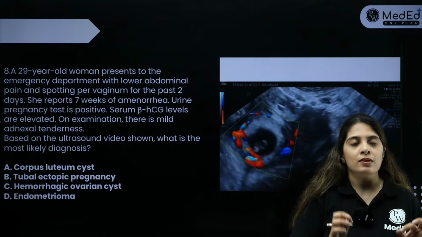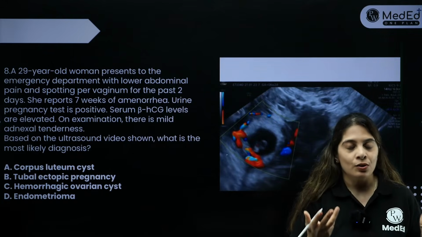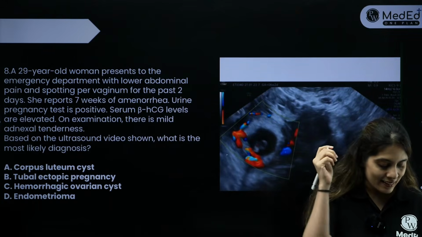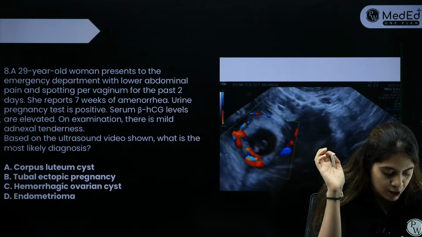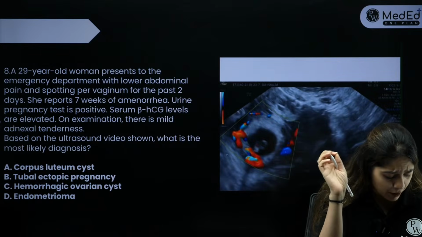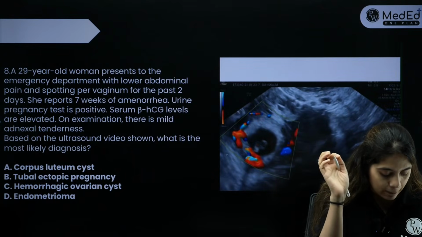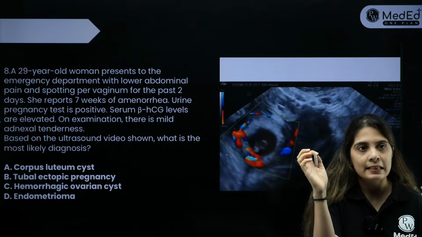Now let us move towards our next question. Again, it is something related to the obs part. So let us see this question. A 29-year-old woman presents to the emergency department with lower abdominal pain and spotting per vaginum for the past 2 days. She reports 7 weeks of amenorrhea. Urine pregnancy test is positive. Serum beta HCG levels are elevated. On examination, there is a mild adnexal tenderness.